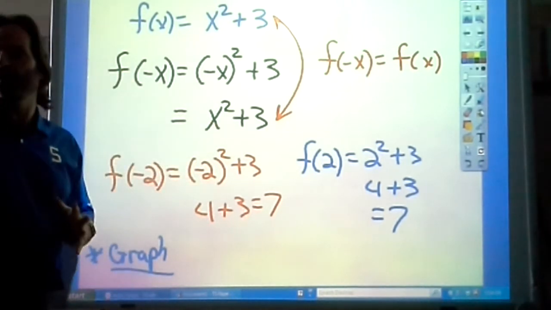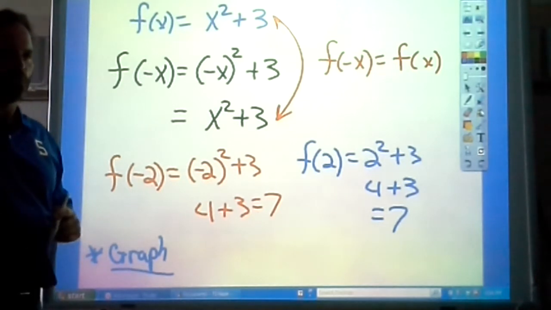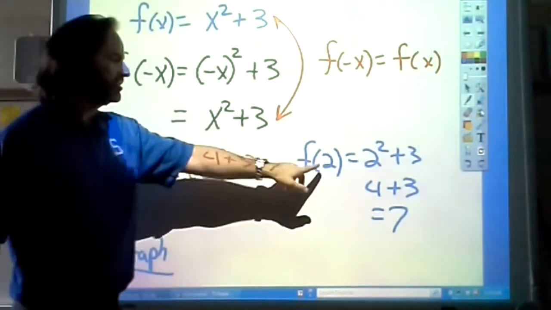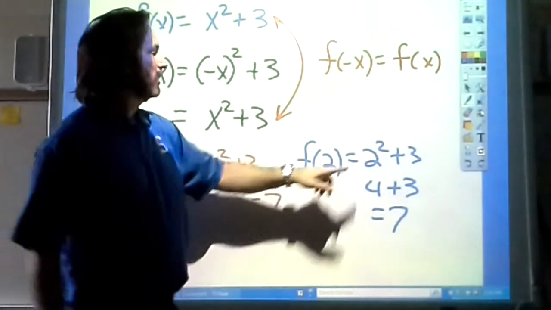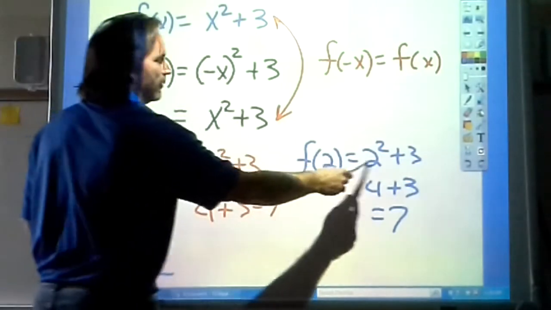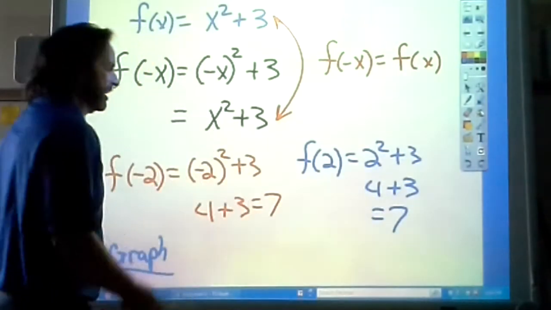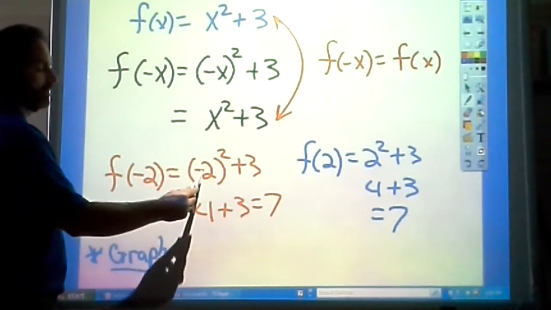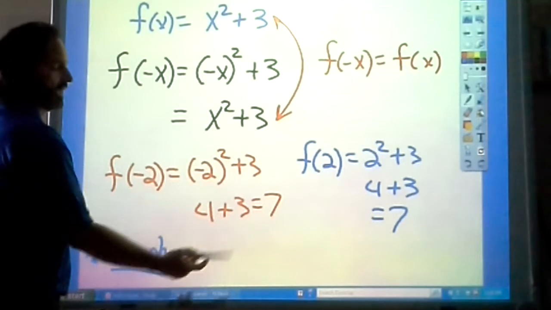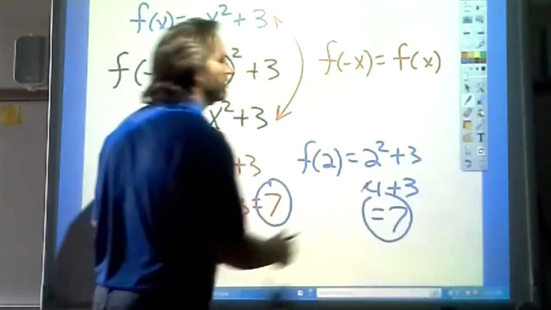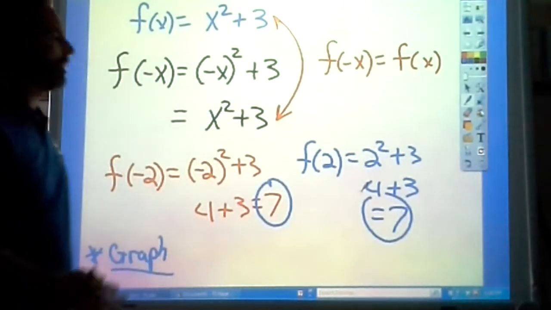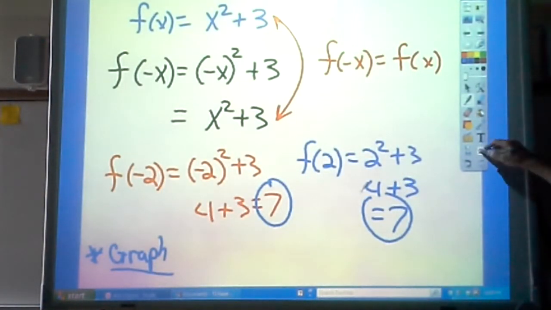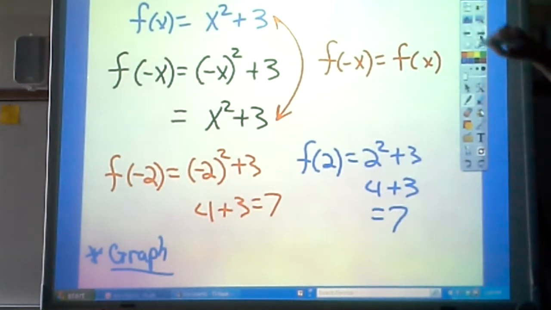But it's really easy if you just test a number. So let's just do 2. I plug in 2 for this: 2 squared plus 3 is 4 plus 3, which is 7. Now I plug in negative 2, f of negative x here: negative 2 squared is 4, plus 3 is 7. So you get the same answer, even function. I think it's sometimes even easier just plugging in a 2 and a negative 2, if it's in the domain.